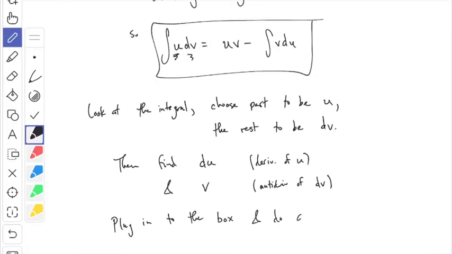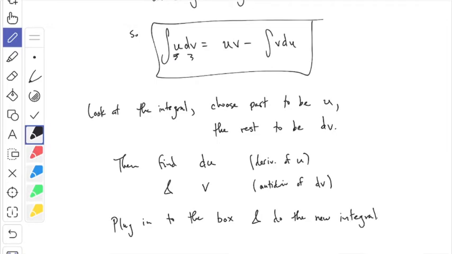And do the new integral, right? The formula involves another integral on the right-hand side. So you end up with another integral which you have to do. Hopefully, if you did everything correctly, your new integral will be easier to do than what you started with. So I'm going to say plug in the box and do the new integral.